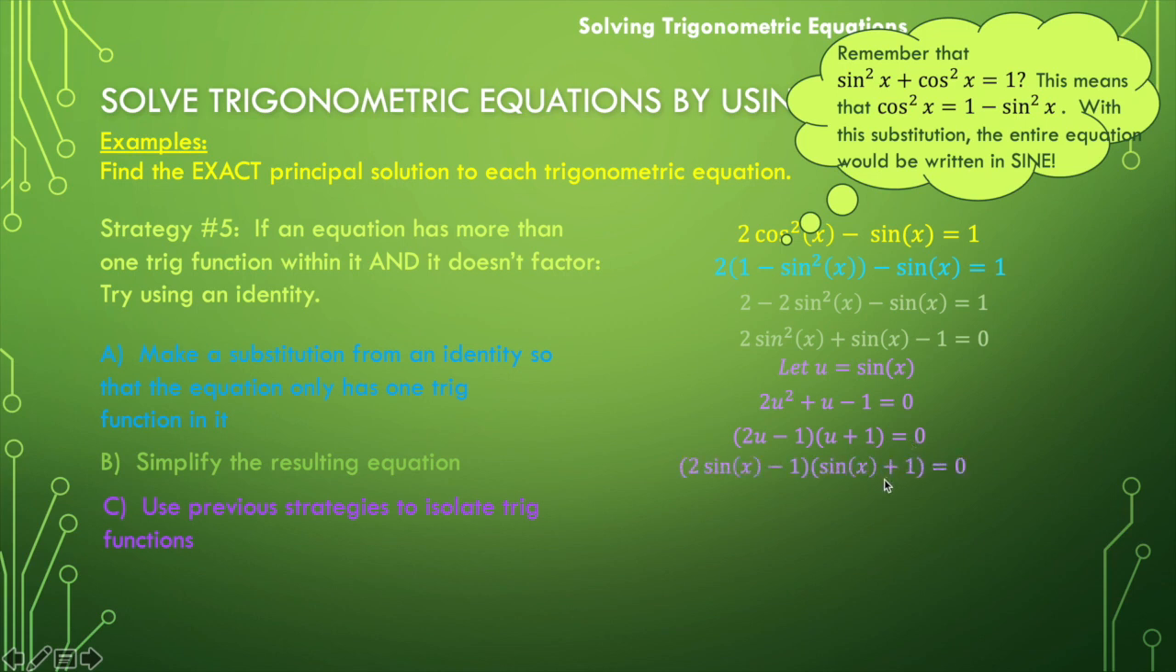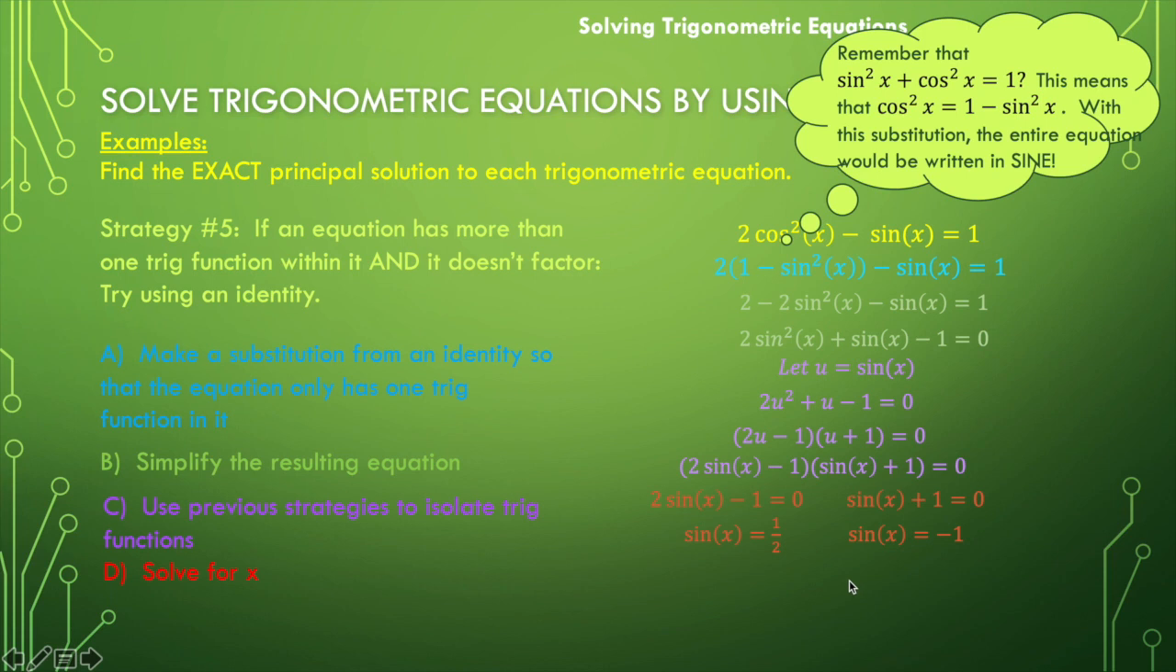Beautiful. All right, so now I think we're ready to actually solve for x. Take each of those factors and set them equal to 0. So 2 times the sine of x minus 1 equals 0. And sine of x plus 1 is equal to 0. Isolate the trig function, so get this sine of x by itself here by adding 1 and dividing by 2, and get this sine of x by itself by subtracting 1.